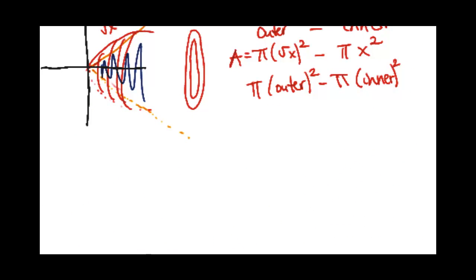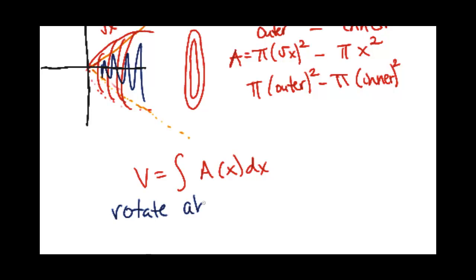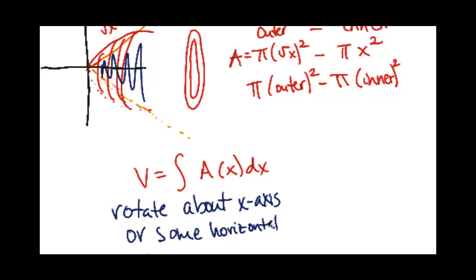But how do you actually get the volume? Well, the volume is going to be equal to the integral of the area, and we're either going to look at it in terms of x, dx, if we rotate about the x-axis or some horizontal line. And I'll show you an example of that later.